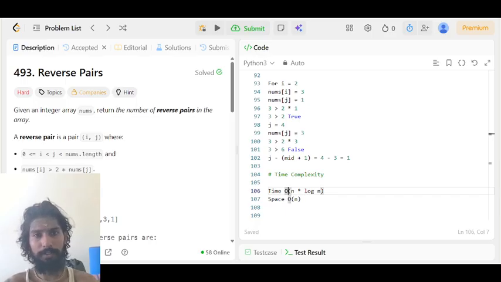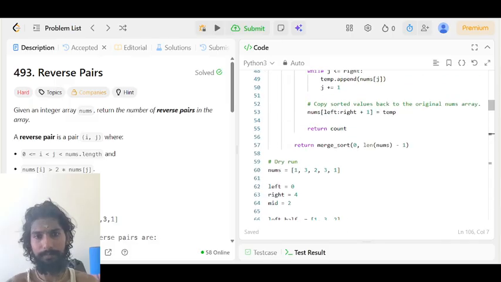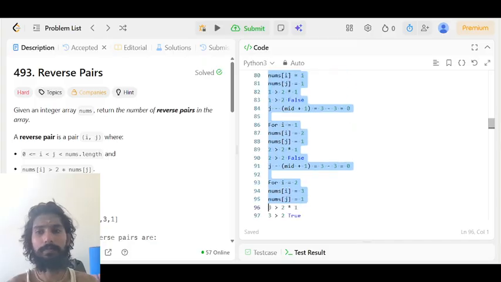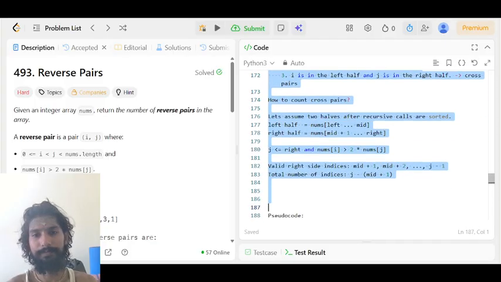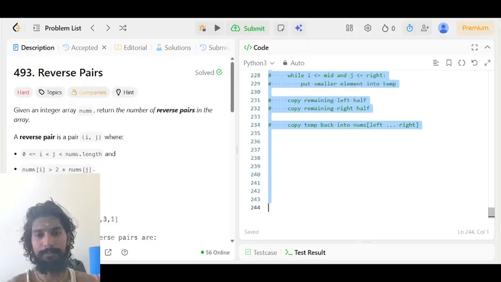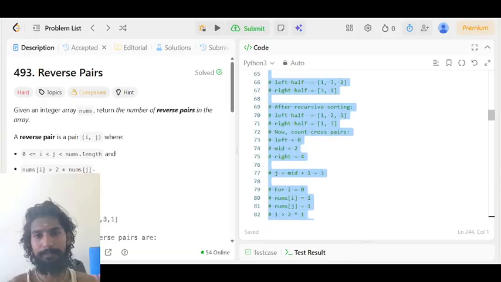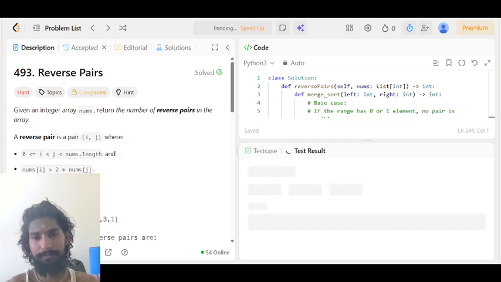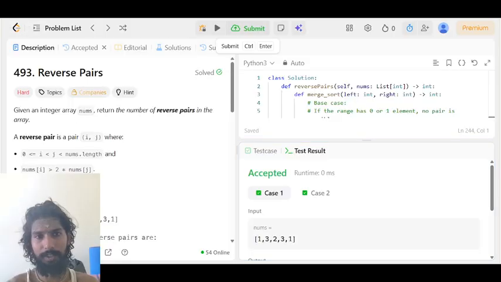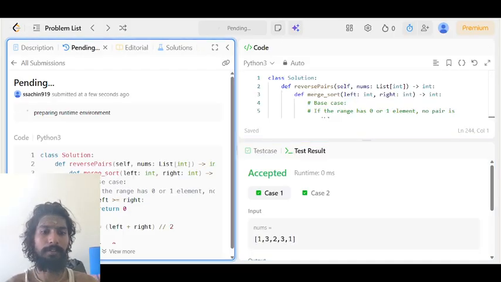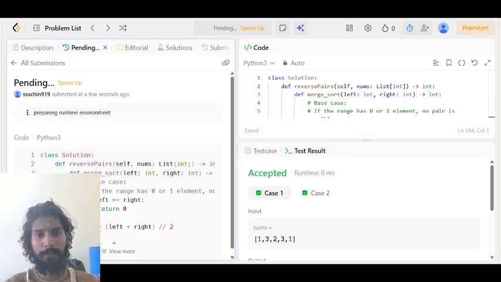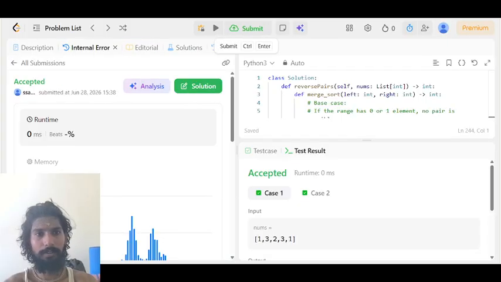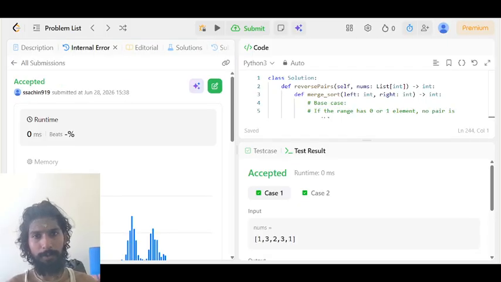Now we can submit the solution. Let me comment it out. So it is accepted. Let's now submit it. So it passes because we reduce the time complexity from order of n square to order of n log n. This is why merge sort is so powerful in pair counting problems.